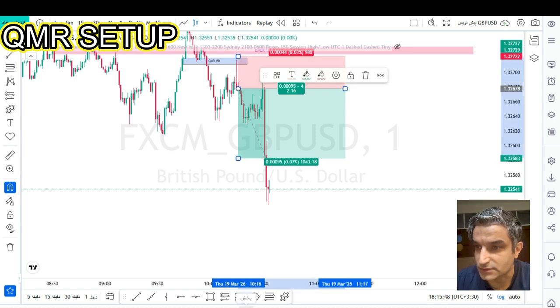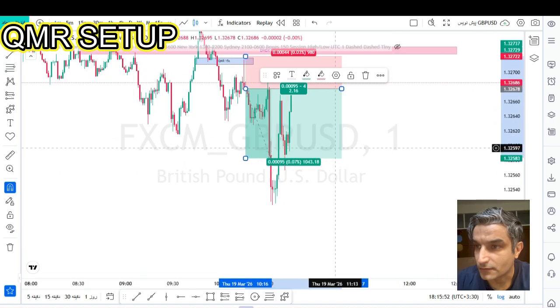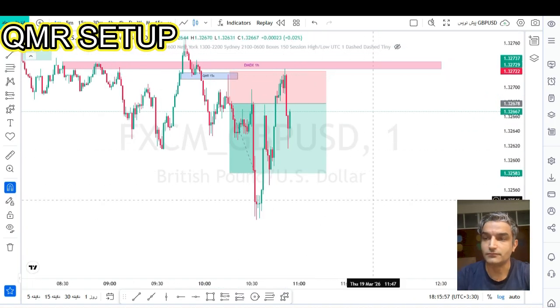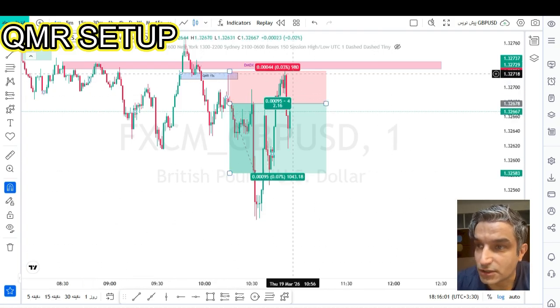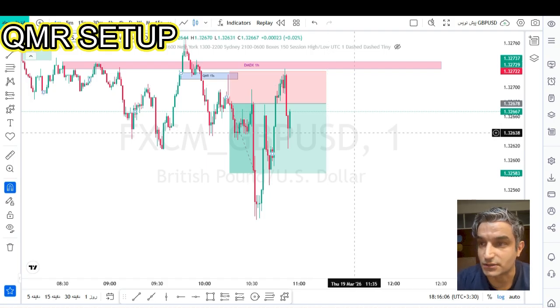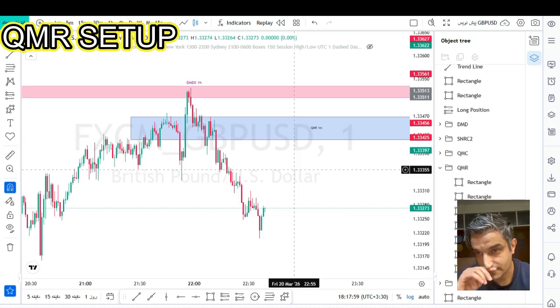Let me see what is happening in the market. Okay, price goes up. And if you don't get out of the market, it will touch your stop loss. This is our second example. This is another example.